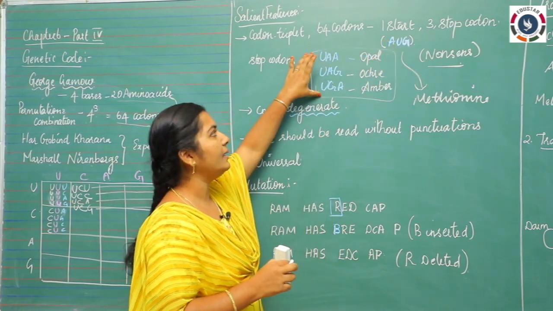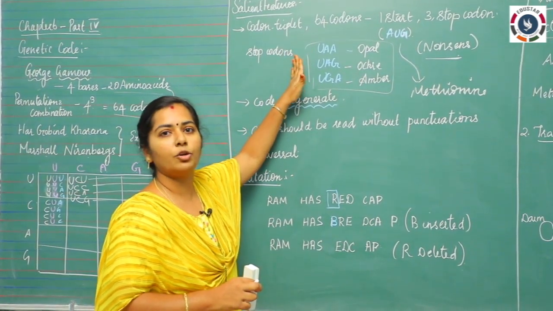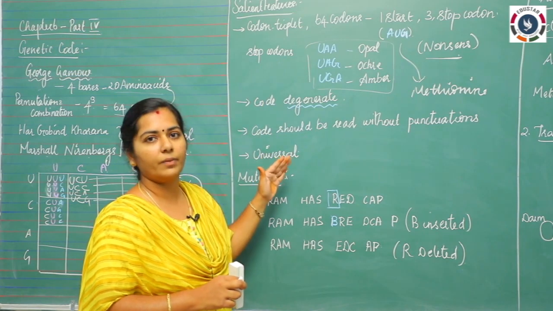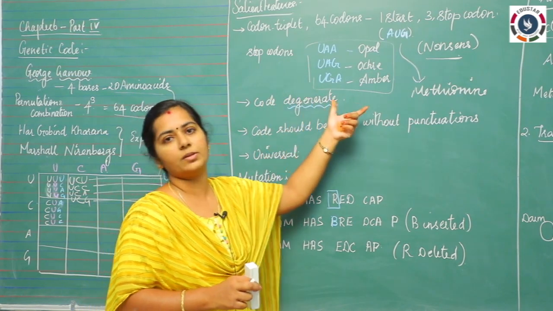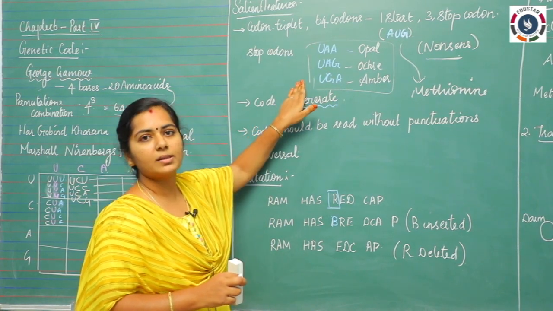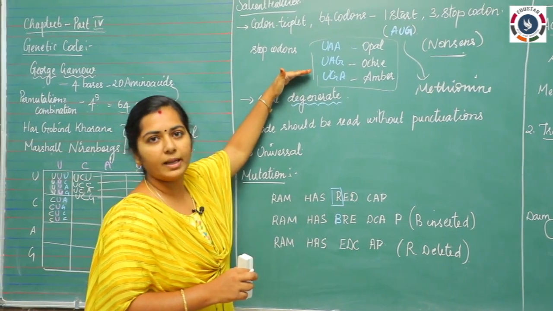Why do we call these 3, amber, ochre and opal, stop codons? These 3 are the terminators. Like in transcription, which we have studied, terminators end the process. For translation, if these 3 codons arise in the mRNA, the translation process will get over.